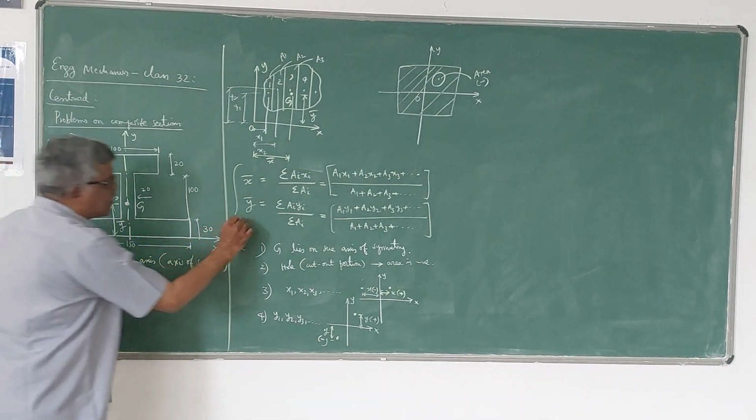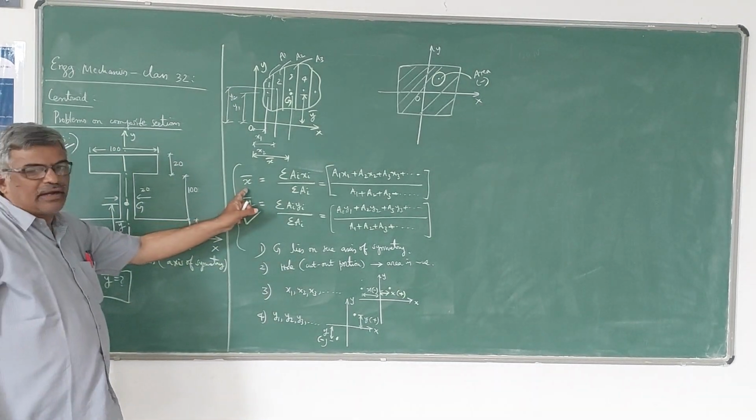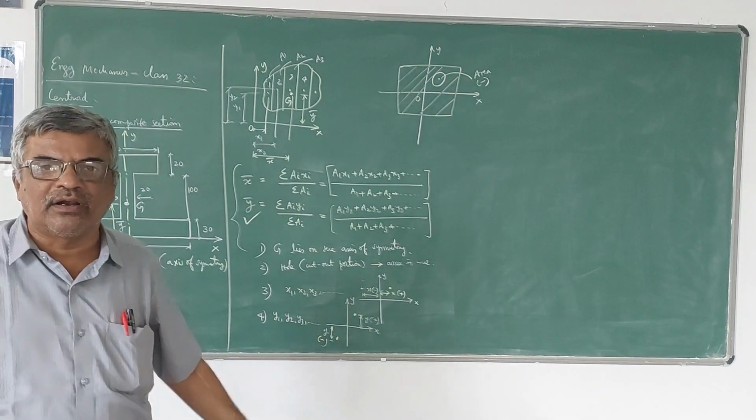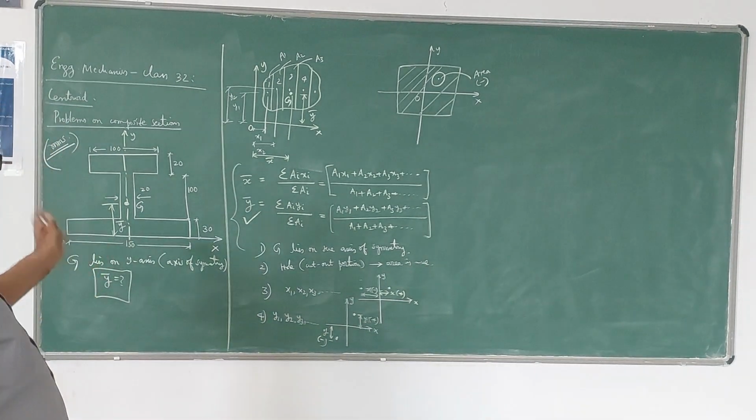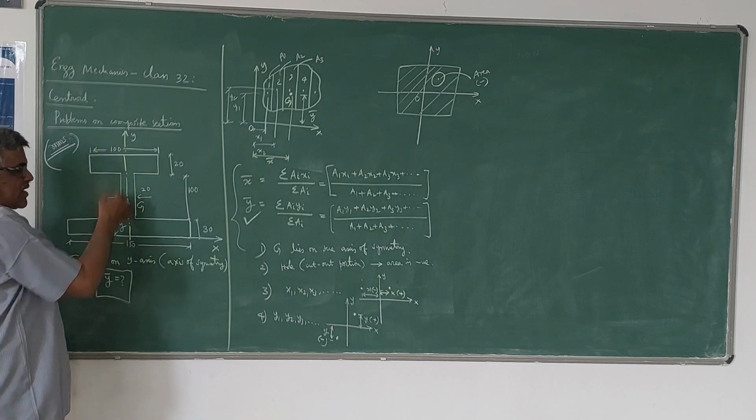So only this formula we have to use in this problem. X bar you need not calculate, because the centroid lies on the y axis. So x bar is 0. In other words, you can say x bar is 0 because it lies on the y axis itself.